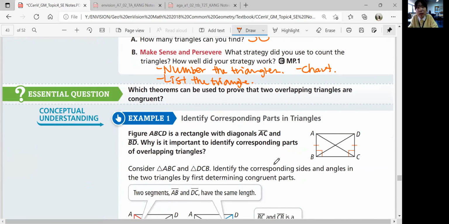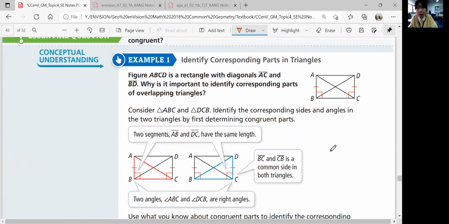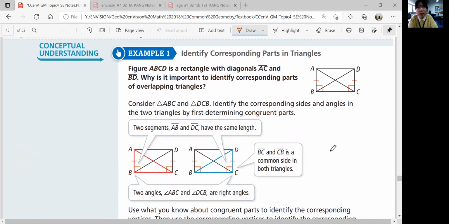So in this lesson, we're going to think about the theorems that could be used to prove that 2 overlapping triangles are congruent. Okay, so far we've looked at all the triangles that weren't overlapping. What if they're overlapping? Let's look at example 1. Identify corresponding parts in triangles. Figure ABCD is a rectangle with diagonals AC and BD. Why is it important to identify corresponding parts of overlapping triangles?